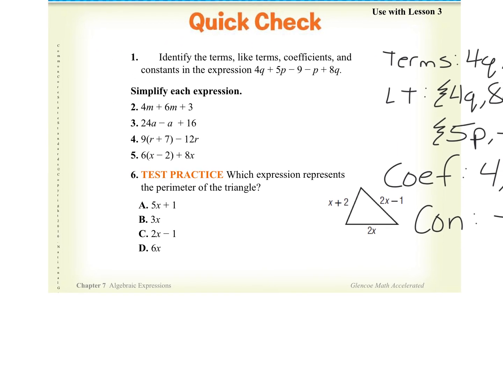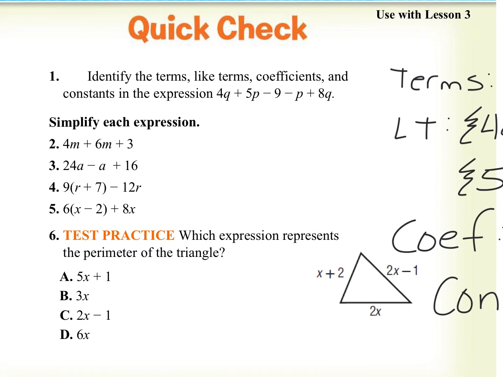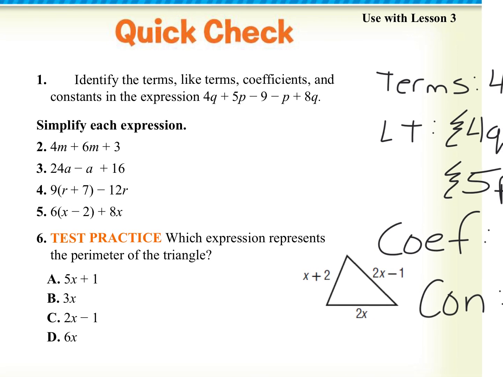Okay. Looking at number 2, it says simplify each expression. What does that mean? There we go. Combine like terms. What are like terms in number 2? 4m and 6m. Combine those. What do you get? 10. Yep. 4m plus 6m is 10m. And then we have that plus 3 to tag along.